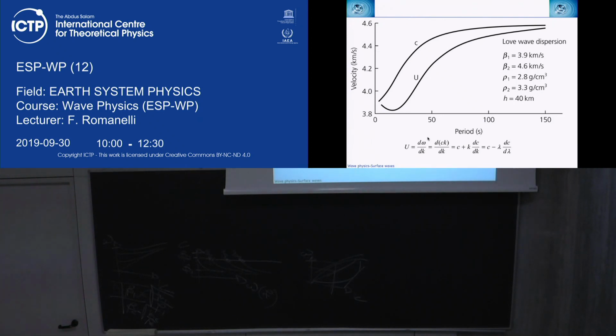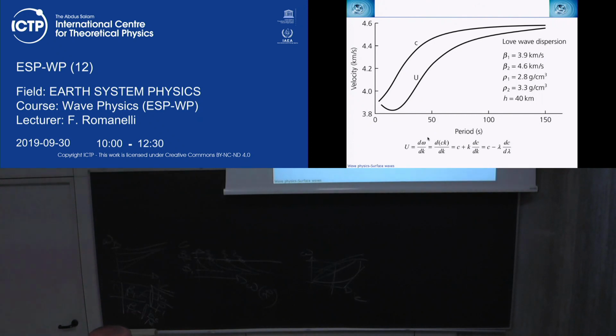Let's imagine what's happening when we have a minimum group velocity. No transference of energy. Why? Because here, all these periods will arrive with pretty much the same velocity in terms of energy. So you will have a very robust packet arriving there.